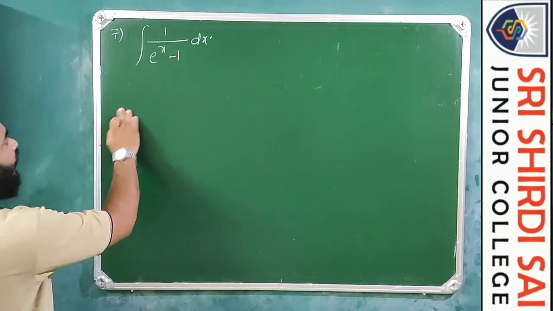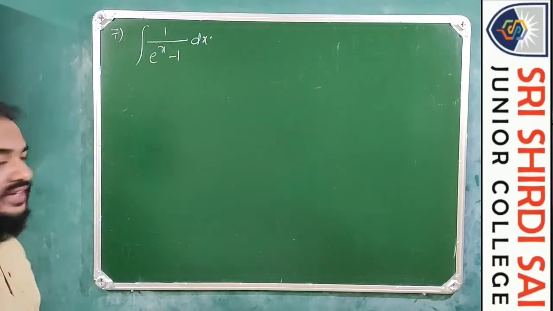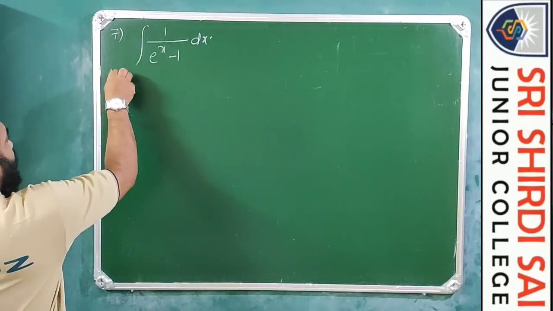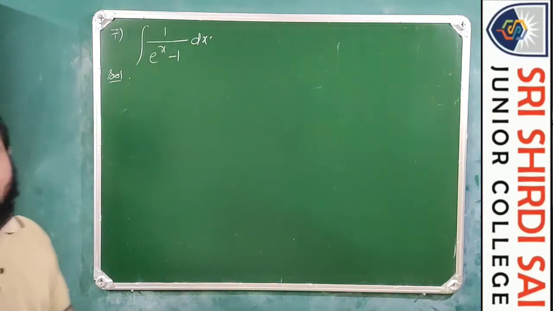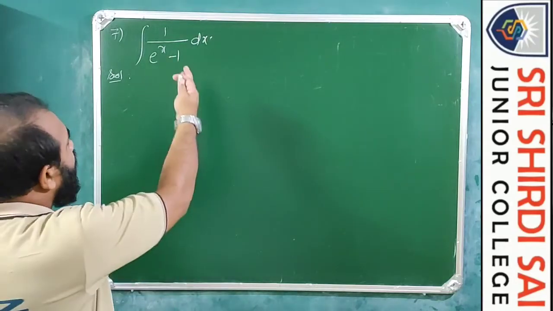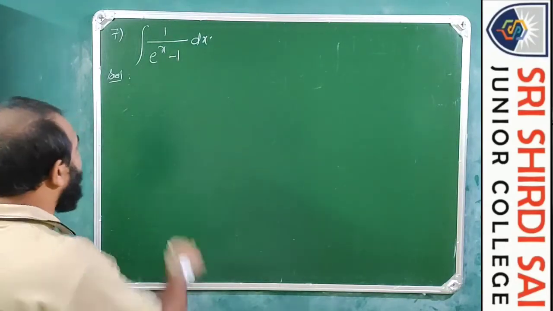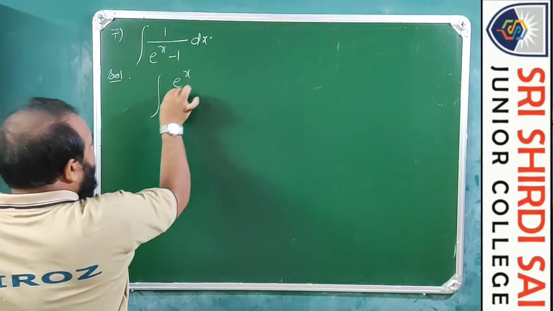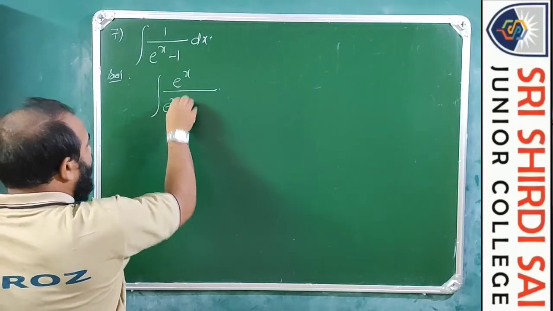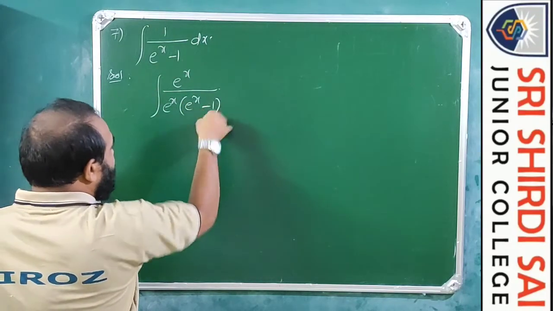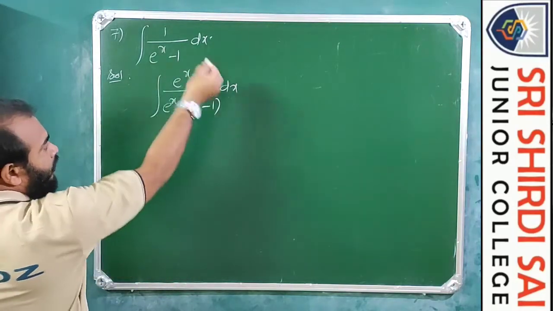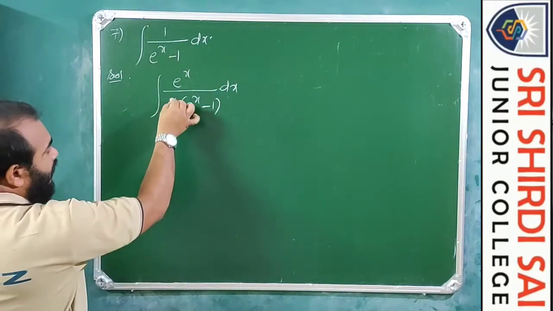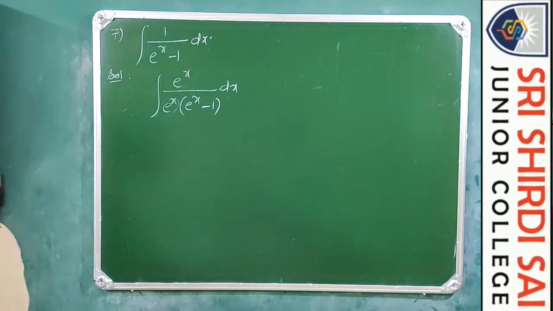Integral of 1 by e power x minus 1 dx. First of all, let us multiply and divide with e power x on numerator and denominator. So this is e power x by e power x into (e power x minus 1) dx. With e power x I have multiplied the numerator, and e power x I have multiplied the denominator, without loss of generality.